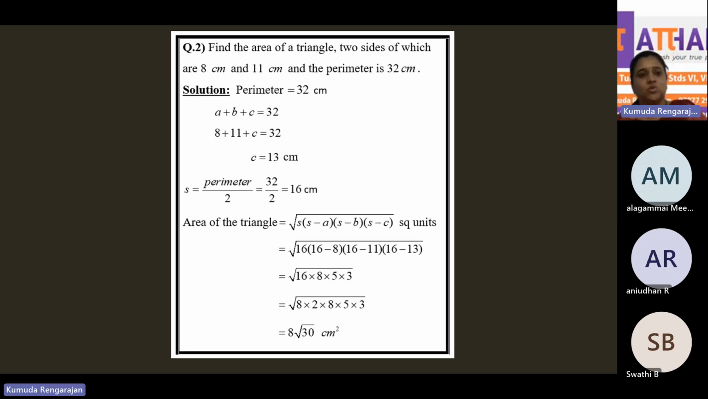There's only one 2, one 3, and one 5. So they cannot come out of the square root. So multiply them. 2 into 3, 6, 6 fives are 30. They remain under the square root.